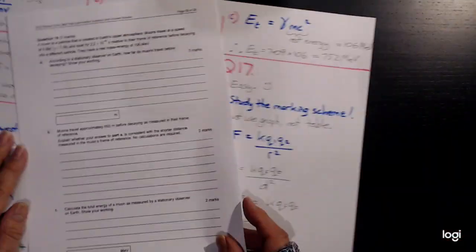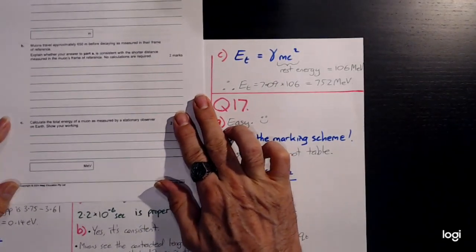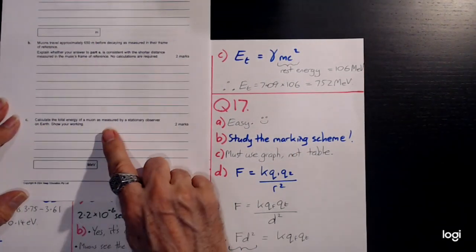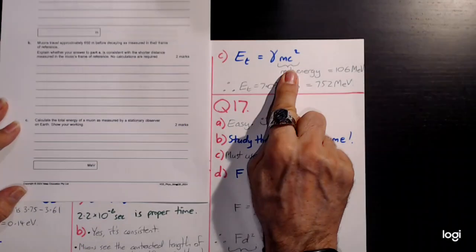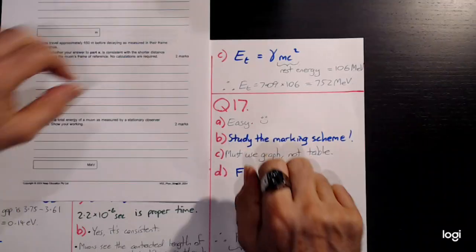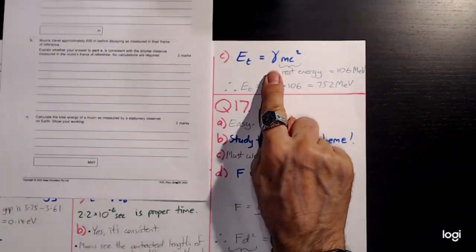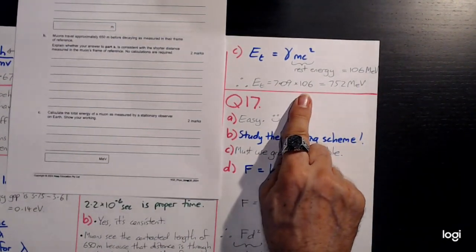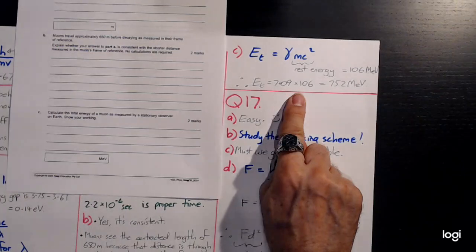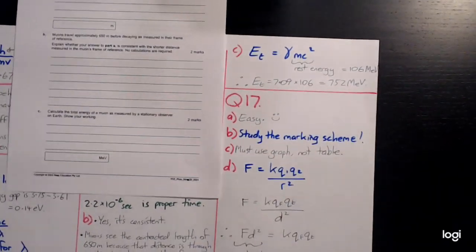Part C says calculate the total energy of your muon as measured by a stationary observer on Earth. Show your working. That's the formula, right? Without Lorentz, that's rest energy. With it, that's the total amount of energy. Okay. They gave you the rest energy in the question, 106. So just go 7.09 times 106. They gave you both of those in the question. That's a pretty easy 2 marks.